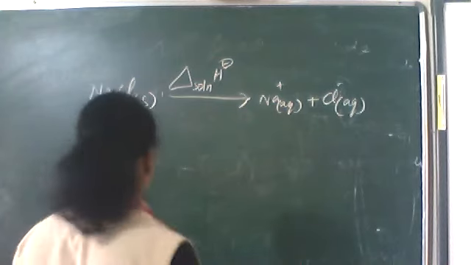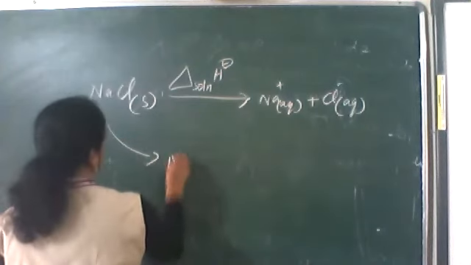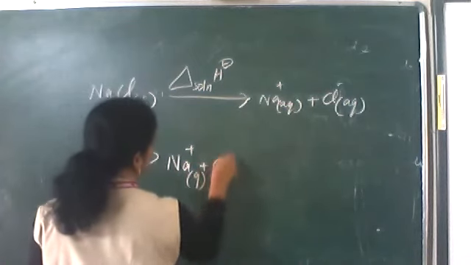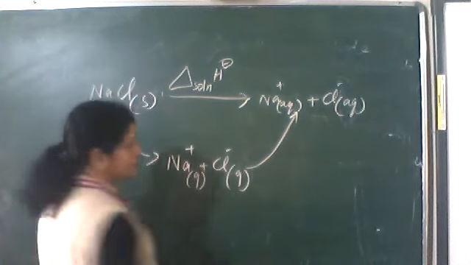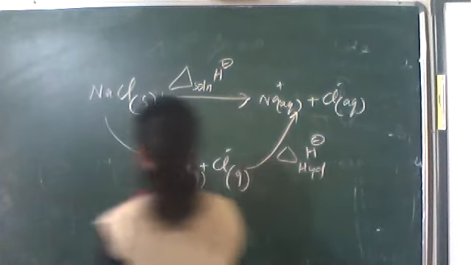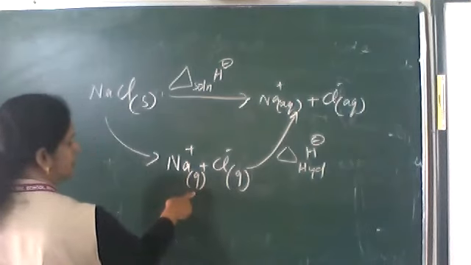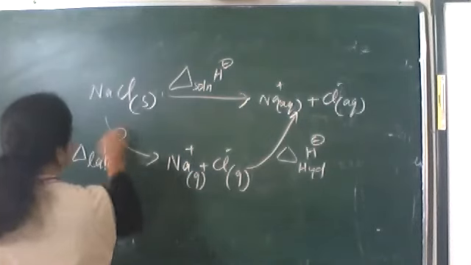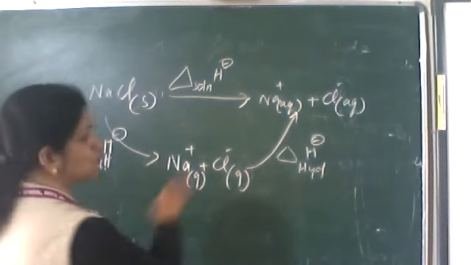Now the same reaction, I am taking through 2 steps. Here, Na+ gaseous state and Cl- gaseous state, and in water, that is hydration enthalpy. So here I am writing hydration enthalpy, and here I am writing lattice enthalpy. See, 1 mole of solid is getting converted into the gaseous state. That is delta H lattice standard. So the same single step I am taking through 2 steps. So that is equal to this plus this.